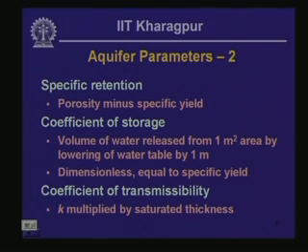Then another term we need to define at this stage is the coefficient of transmissibility. Coefficient of transmissibility of an aquifer is equal to the permeability multiplied by the saturated thickness of the aquifer. So, these are the definitions that you need to keep in mind while considering the characteristics of an aquifer. All right.